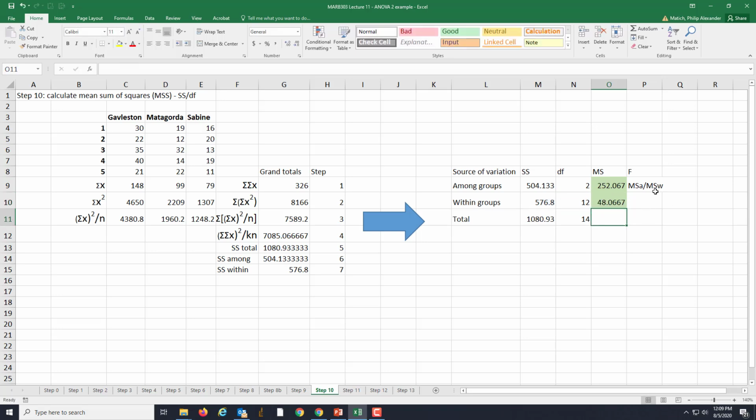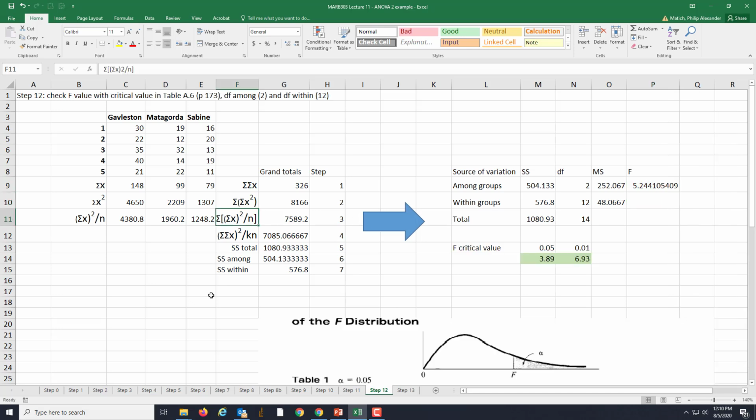And then our f value is simply the ratio of these two. Again, our among group variance and our within group variance. So we do that, and we can then calculate out our respective f value. Now that we have our f value, we can then take this and compare this to our f table.